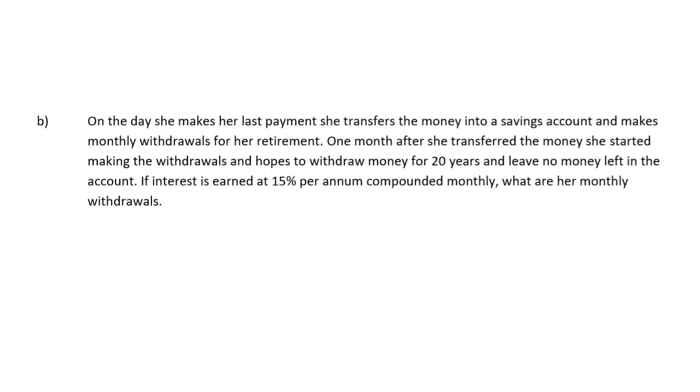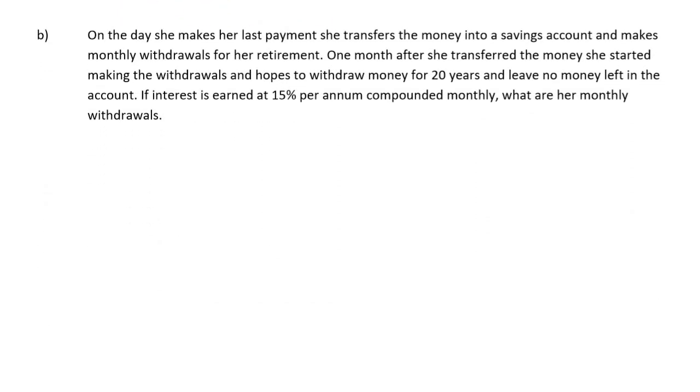Now it says, on the day she makes her last payment, she transfers the money into a savings account and makes monthly withdrawals for her retirement, which is pretty much one of the models you can use for retirement. So this is the example of where this is a present value annuity, but it's not a loan. So there's a lump sum for her in the present. So in her retirement, there's a lump sum on the day she retires. 1 month after she transferred the money, she started making withdrawals. Now that's exactly what this formula does.